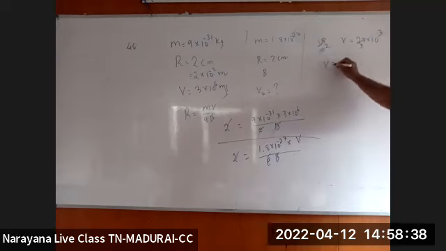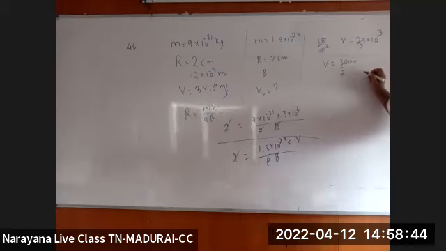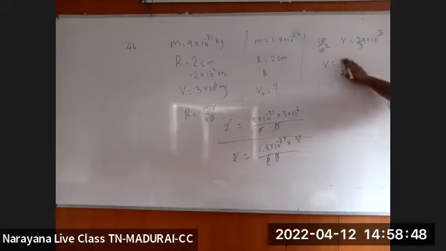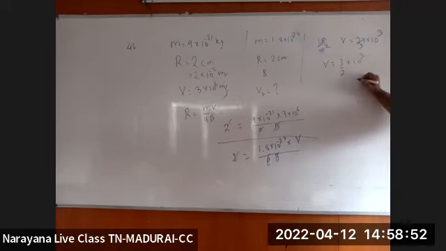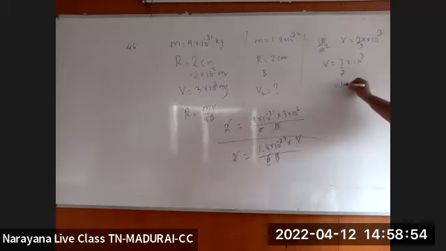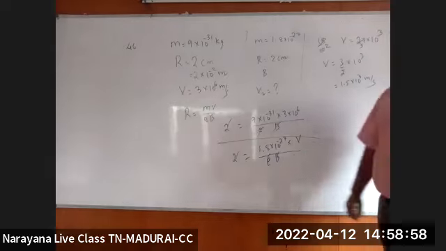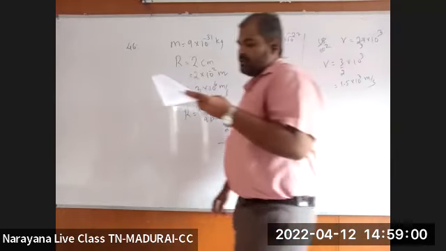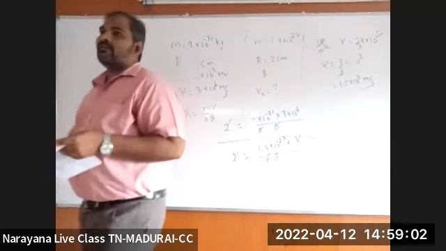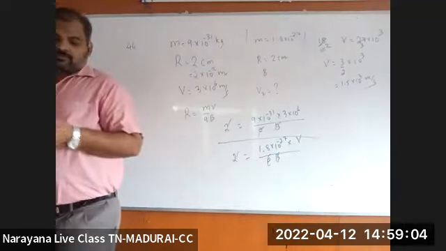So V value how much? 3 by 2 into. Have to see the options. Option 2, yes. 1.5 into 10 power 3 meters per second is the correct answer. Option 2. Okay, everyone understood now? Next.